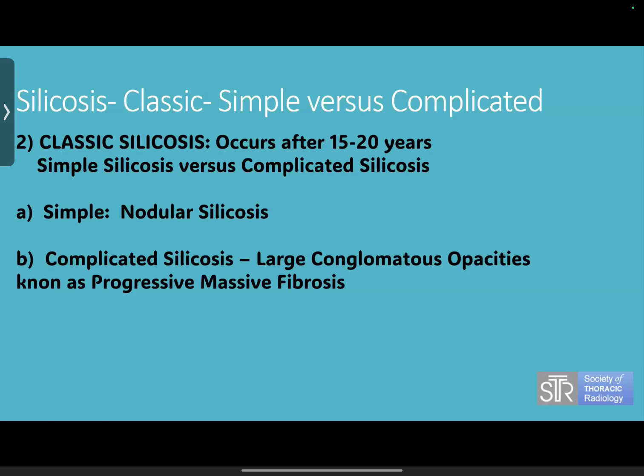Okay, so now we move on to classical silicosis, and this, as I mentioned, occurs after 15 to 20 years. We have two different types of this classical: simple silicosis versus complicated silicosis. The simple is just nodular silicosis, and the complicated is large conglomeratous opacities, as you probably know, progressive massive fibrosis. I've seen a couple of cases in our institution.